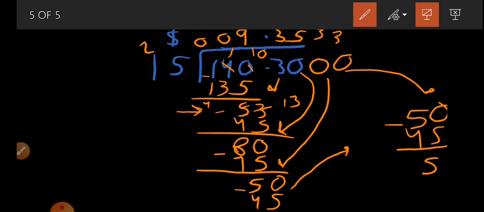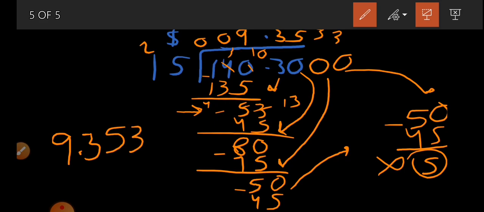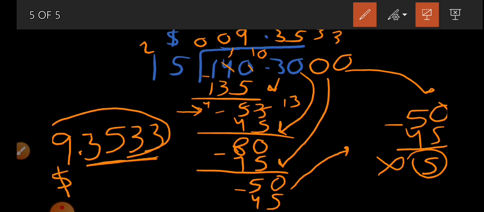No. Once you find that the steps are repeated like this one, you will stop and ignore this remainder. Even I will not put it. So enough here for digits on the decimal part. So 9.3533, and I will stop enough 4 digits to the right of the decimal, and this is how much she's taking per 1 hour.